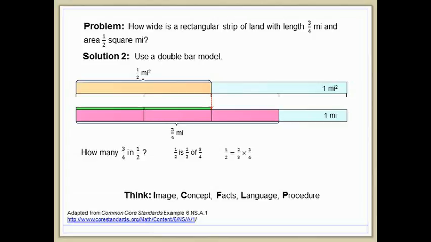So now we'll become a little bit more abstract and use proper mathematical notation. 1/2 is 2/3 times 3/4. And since that's true, we then know that 1/2 divided by 3/4 is 2/3. This is that reciprocal relationship, the inverse relationship, between multiplication and division. So 2/3 is our answer, and we finally write it out by answering the question in the problem. The width of the land is 2/3 mile.